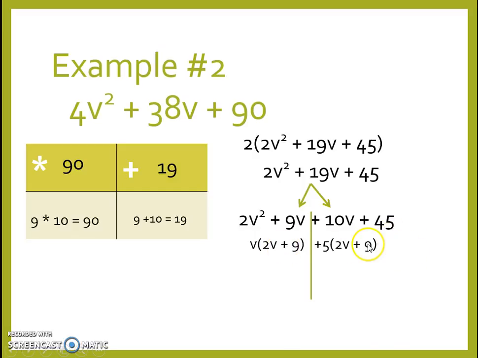Remember, your parentheses have to match. If they don't, you've done something wrong. So then we bring down the piece with the parentheses and then the outside pieces. But don't forget your greatest common factor that you took out at the beginning. And this is your solution.